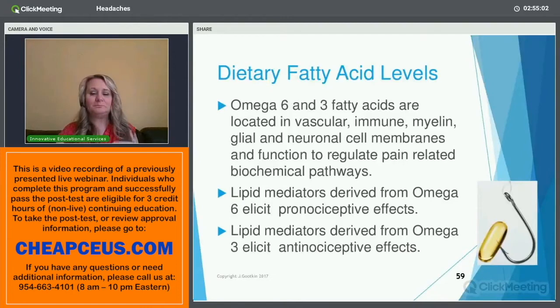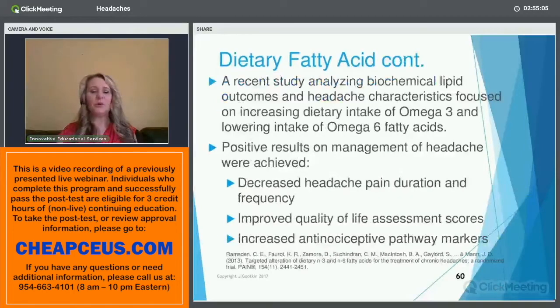decreased perception of pain. For individuals more prone to migraines, they did a study and found that over a 12-week period, individuals who specifically changed their diet were able to decrease the incidence and frequency of their migraine and tension headaches, the duration of the headaches was less, and they felt an improved quality of life. And when they actually checked the biological markers, they found that there were more anti-nociceptive markers in those individuals who consumed more omega-3s.